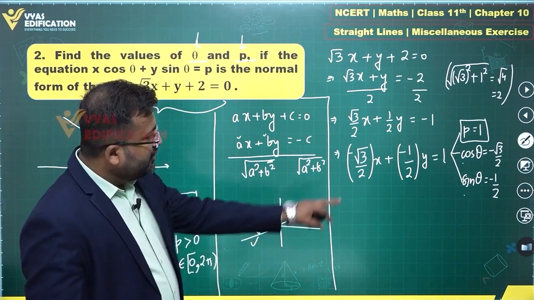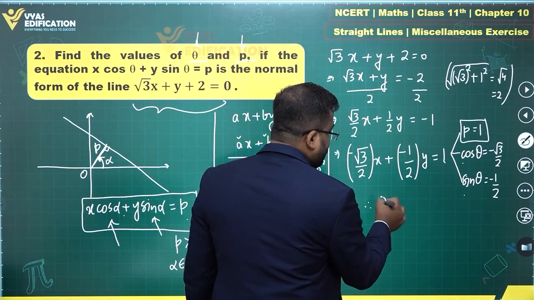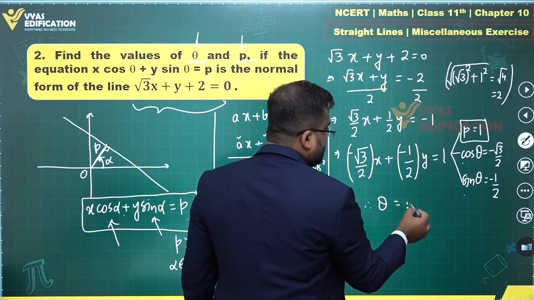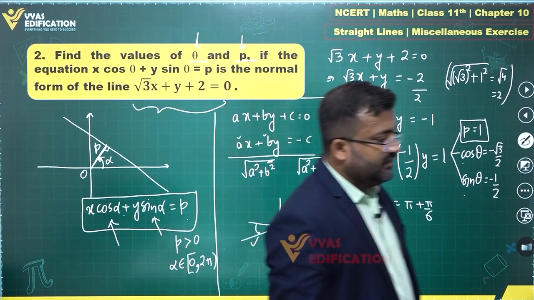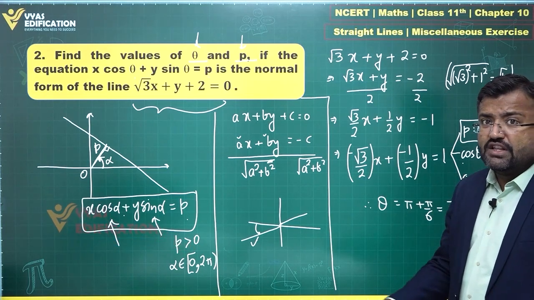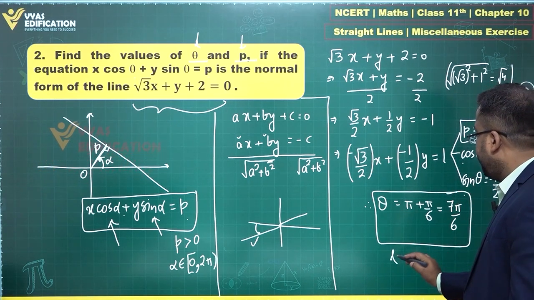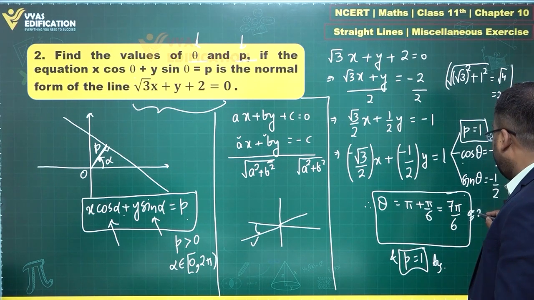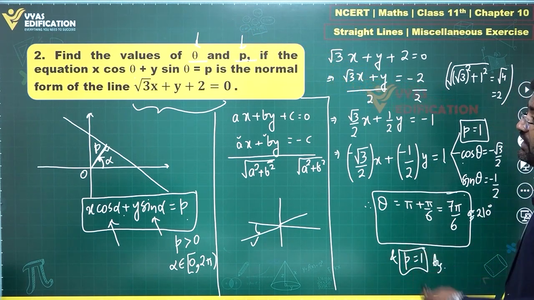So sin theta equal to minus half will tell me that theta equals pi plus pi by 6. Using trigonometric equations, this is pi plus pi by 6, which is 7 pi by 6, or in other words 210 degrees. So theta has been found, and p was already found before this. P equals 1. That's the answer for this particular question: theta is 7 pi by 6, or 210 degrees. You can convert that into degrees also if you want. That's the final answer for this question, as you can see over here.